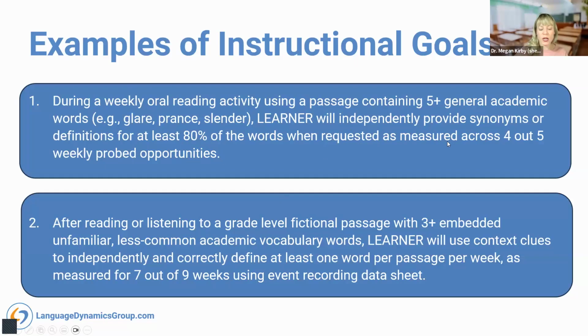So once a week, I'm assessing this during an oral reading activity, and I make sure my passage has at least 5, because that's how you're going to get to 80%, by the way. Make sure that your math always lines up. And then on top of that, glare, prance, slender, right? I got 2 more. I can just ask the kid, okay, so what does that mean? And if they give me a synonym, or they say, oh, it means blah, blah, blah, and they're accurate, plus, right, on my data sheet. So that's it. That's just definitional knowledge.